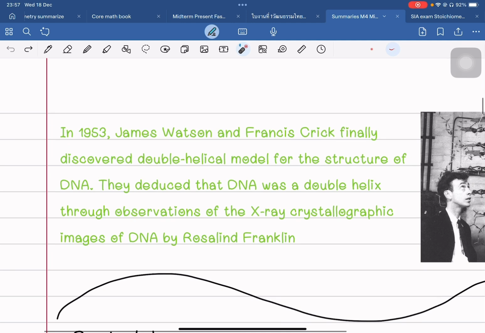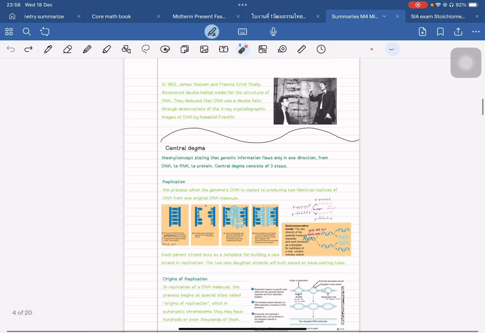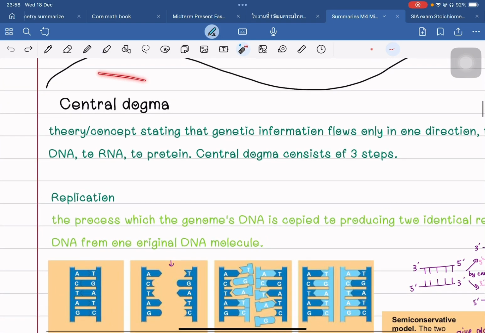And next, in 1953, James Watson and Francis Crick finally discovered the double helical model for the structure of DNA. They deduced that DNA was a double helix through observations of the X-ray crystallographic image of DNA by Rosalind Franklin. Next, we're going to learn about the central dogma.